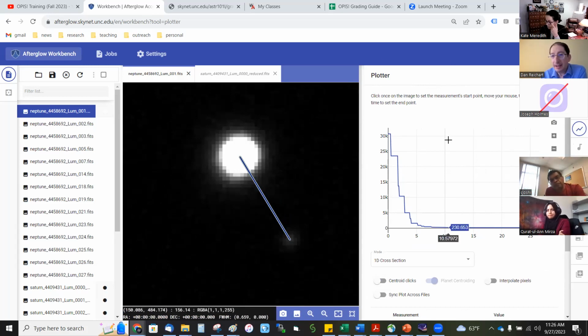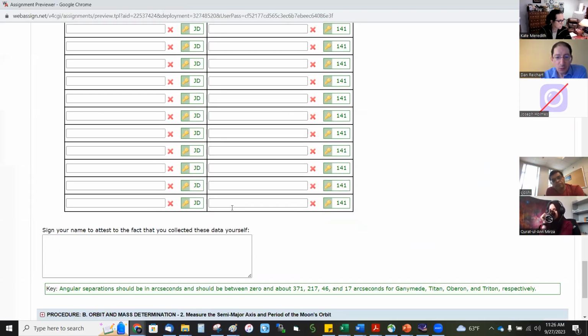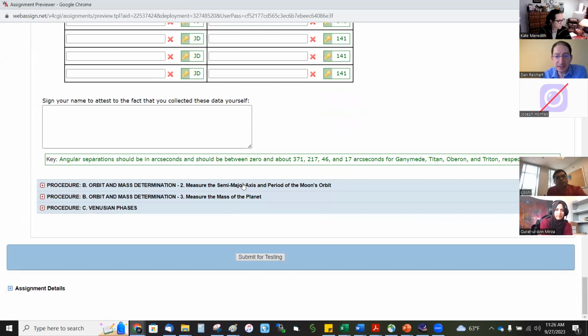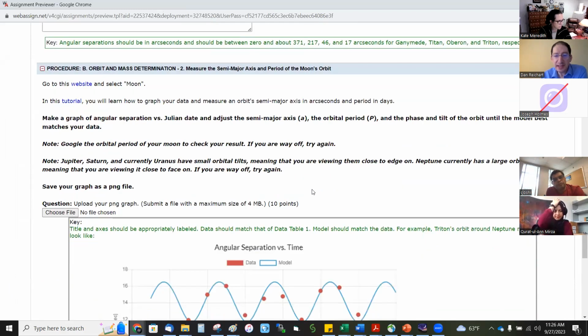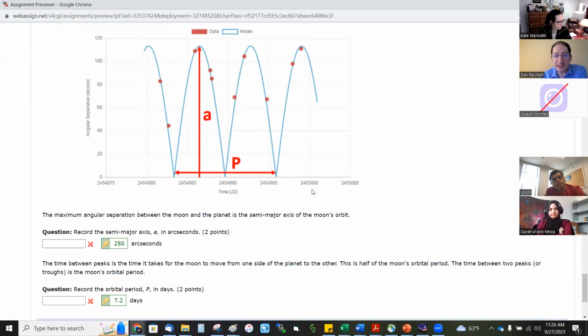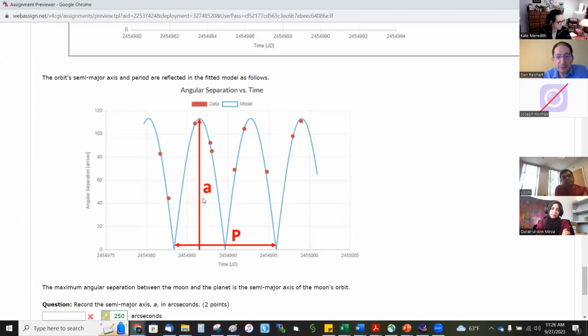Anyway, then we're almost there. Once they do this, the next unit is taking this data and measuring the semi-major axis. So we have a graphing utility, and I'll show it to you in a second. They're going to put their measurements in, angular separation here, date, Julian date here, and it will look something like this.